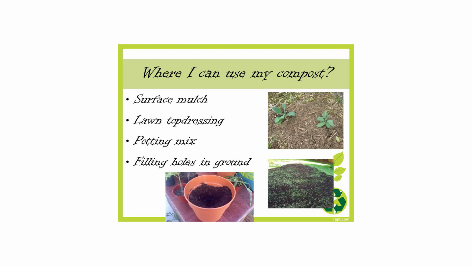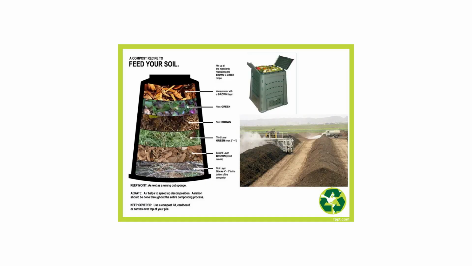So where can we use the compost? We can use it in the garden, like in surface mulch, in lawn top dressing, in pot mix, and also to fill holes in the ground after some excavation, etc. Here is a recipe for how to feed your soil. In this picture we see the compost bin, in which are the layers of compost: the brown layer, the green layer, the brown layer, the green layer, etc.